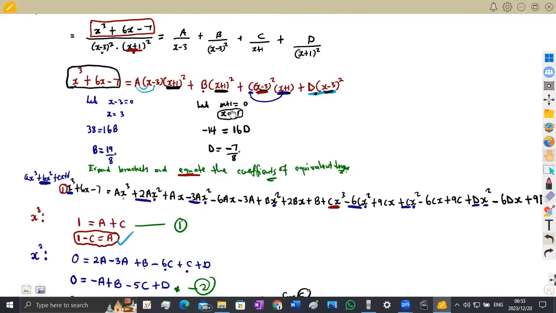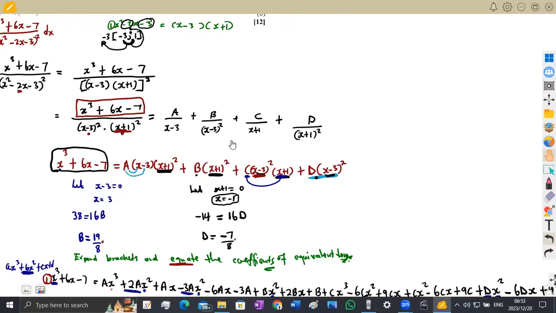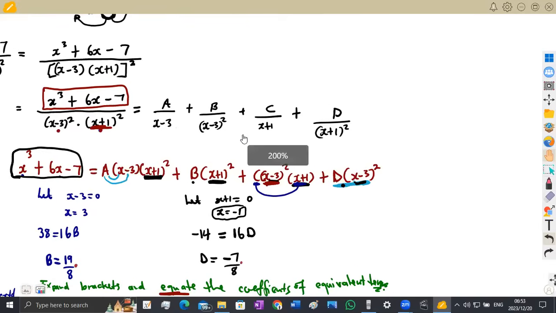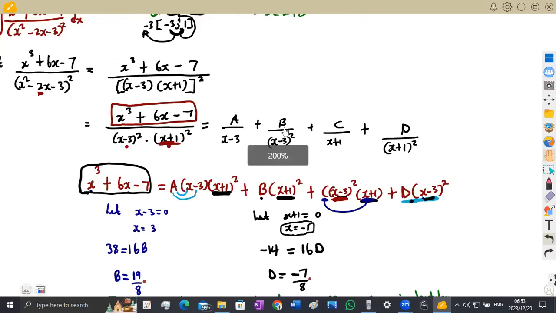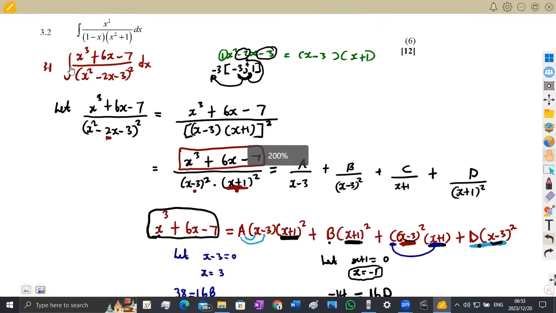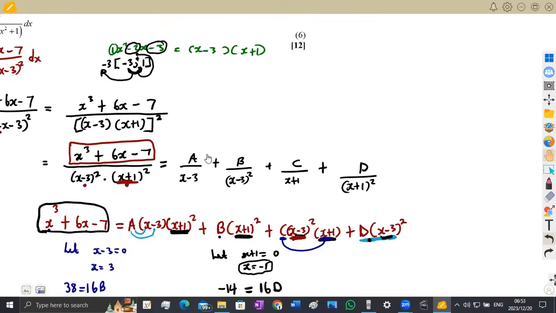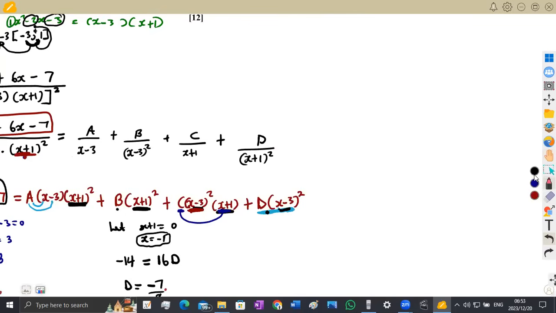The topic is not on partial fraction. The topic is on integration. So you're supposed to go back now and substitute those values of A, B, C, and D so that we'll be able to integrate, because it was an integral of this. So this whole integral was supposed to be equivalent to this presentation that we have here.